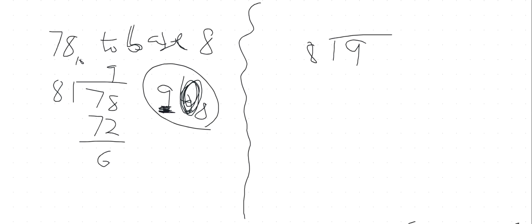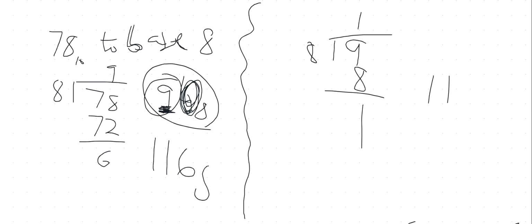What do we have? 8 into 9 is 1, remainder of 1. So you have the 9 becoming 1, 1, right? So in place of the 9, you'd have what? 1, 1. Then you already have the 6 base 8. That's the correct answer. 116 base 8.